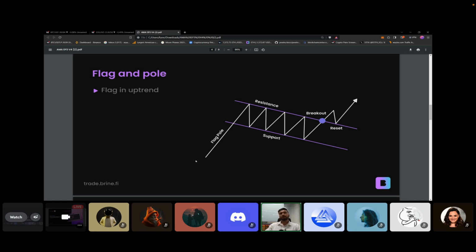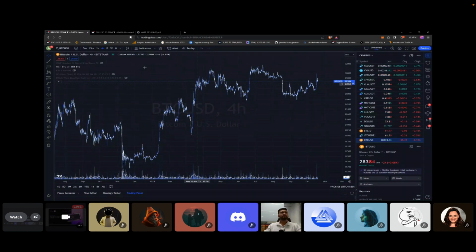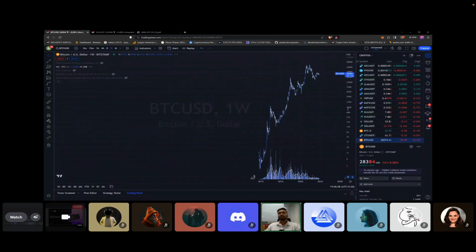So in this pattern, we get a strong up move. Then we have a consolidating range in which the market rests for a period of time. And finally, we get a breakout of this zone as well. We most probably get a retest, and after that, the market zooms up again. Let's go over to the chart to see it in real time. Okay, we'll switch to the weekly chart.